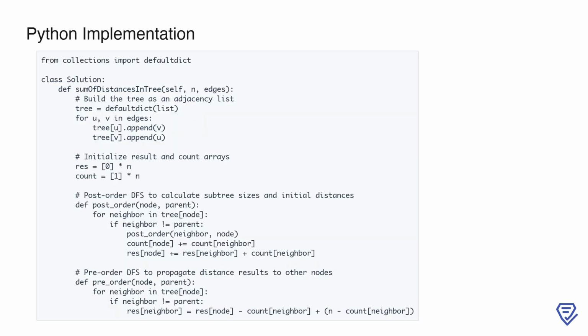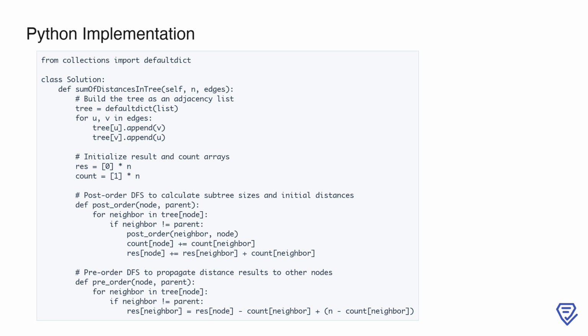Here, we start by importing the necessary module, defaultdict, which will help us efficiently create our adjacency list representation of the tree. The core function, sum of distances in tree, begins by accepting the number of nodes, n, and the list of edges that define the tree structure. Using a loop, we build the tree as an adjacency list, where each node maps to a list of its neighbors. This makes traversing the tree much easier.